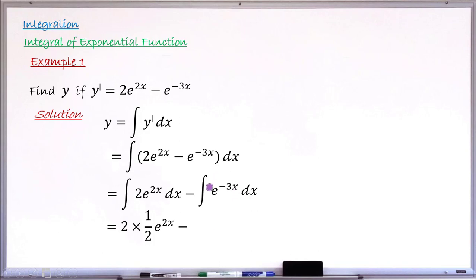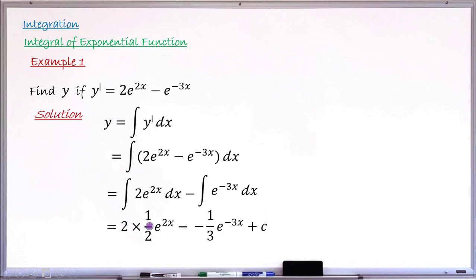So the integral of this is what I'm going to do next. This is your a in this case. If we compare this with e raised to ax, your a is now minus 3. And remember the integral says 1 over a. So you are going to have minus 1 over 3 e raised to minus 3x, plus the constant of the integration.